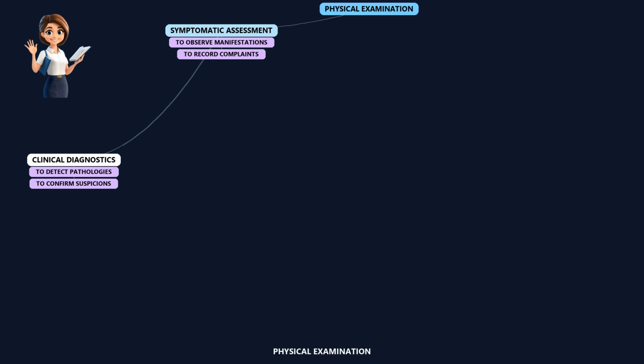Physical examination. Physical examination is a branch of symptomatic assessment where the medical team will check vitals and inspect tissues. This means the doctor looks at your skin, eyes, and throat to see if they look normal.